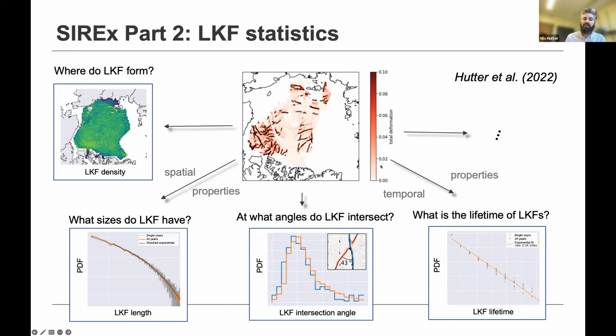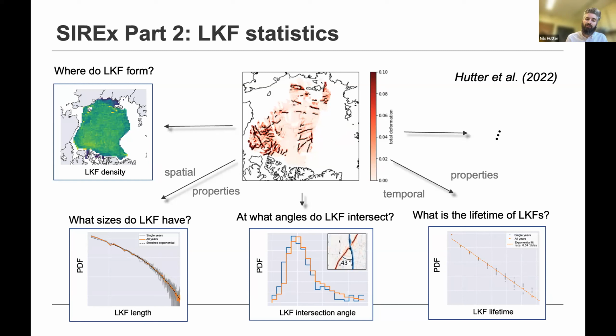And from those, we can then derive different spatial properties, for example, LKF densities. So where do LKFs form? Where are regions where we have a lot of LKFs? We can look at what sizes they actually have, how long they are. But we can also look, for example, if two LKFs are intersecting, at what angles they do so, because that holds some information about the underlying rheology properties.